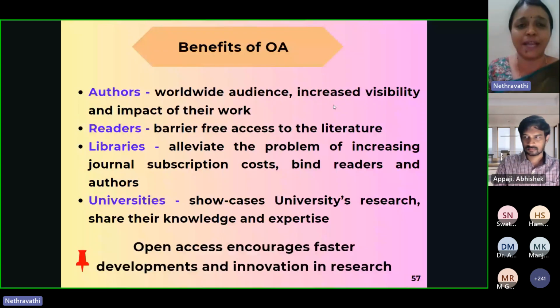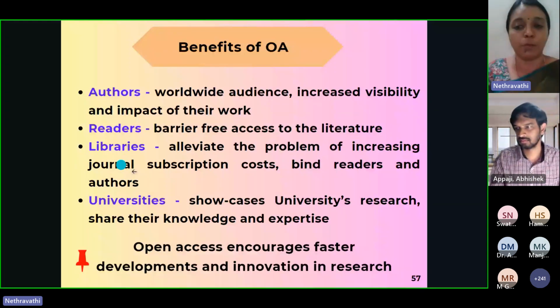What are the benefits of open access? For the authors, we get a worldwide audience and increased visibility. From the readers' point of view, barrier free access, that means they can easily view and download. For libraries, it will alleviate the problem of journal subscription cost. The subscription costs are too high for standard publishers, so libraries can opt for open access journals, and it will reduce that problem of subscription costs. And for the university, it will showcase the university's research.